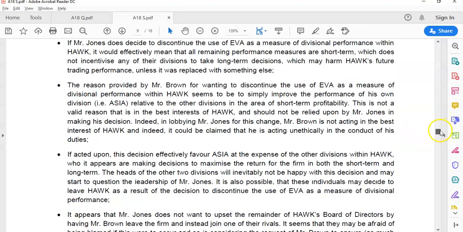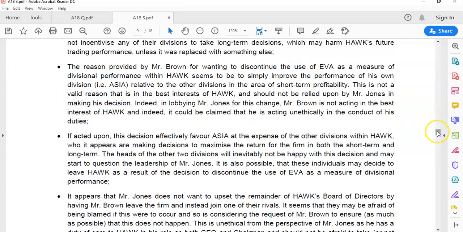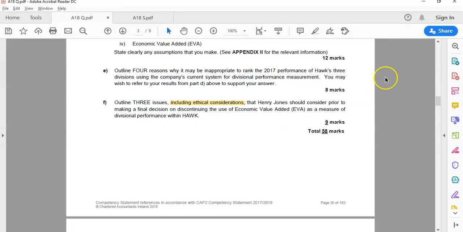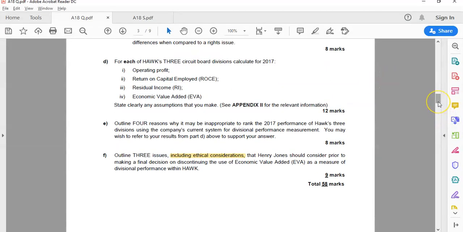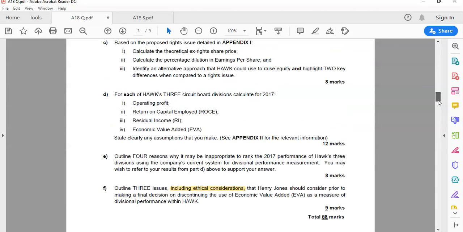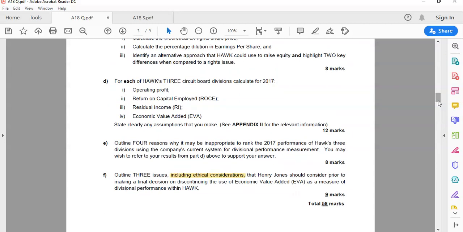But the key thing we want to take away from here is there were 17 marks going for narrative. And that is not generic narrative. It is applied specifically to the facts of the case. And then 12 marks for calculations. So that is looking at the management accounting area of divisional performance, autumn 18, question 1 for 29 marks.